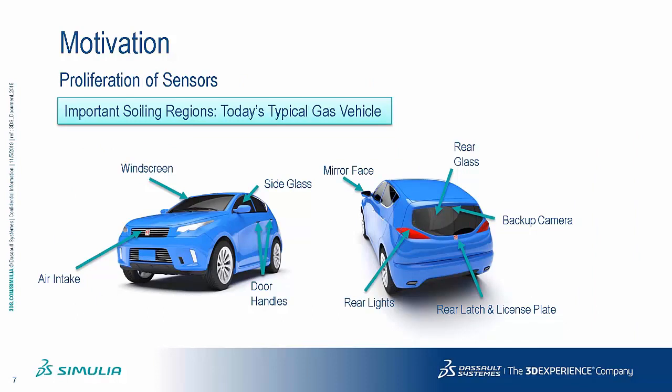So currently, a lot of the regions of the vehicle that we really focus on are things like your door handles, so that's more for getting in and out of the vehicle. Also looking at the air intake systems. Does dirt and water get directly into the air intake? And then we have the windscreen and side glass, which is mainly for driver visibility. Most vehicles now have a rear camera, so we're going to worry about whether or not that's getting dirty. And then the rear latch and the license plate region, so you don't get a ticket for having an illegible license plate.